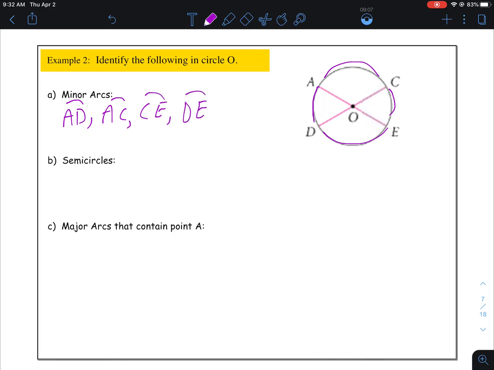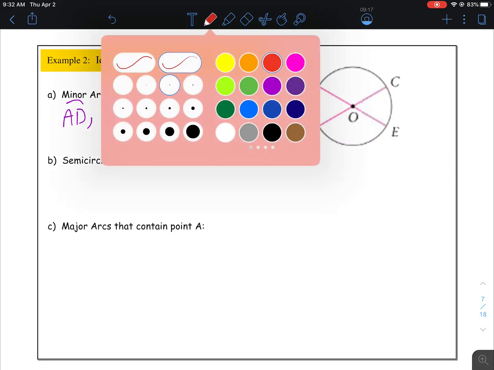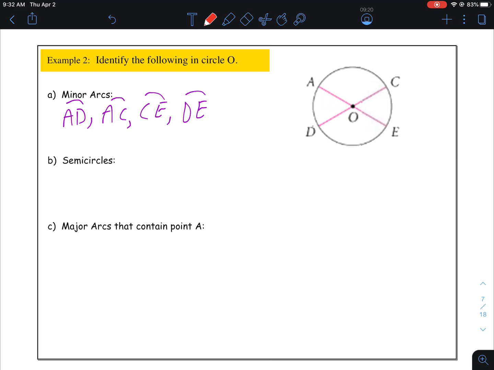All right. A semicircle would be, there's two ways you can name that in this case. Let me erase these to make it easier to see. You're looking for diameters. So a semicircle is half a circle. So if I were to start at D and end at C, that's one way to name a semicircle. But you might have noticed, could I have started at A and ended at E? That's a diameter. And you're right. AE is another way to name a semicircle in this case.